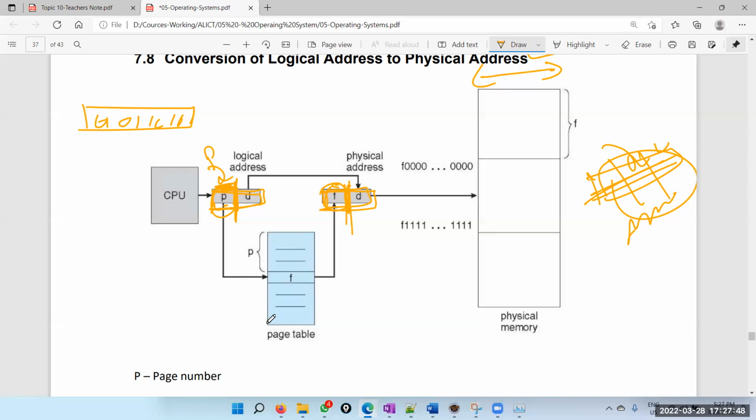How to find the frame number? We just check what this page number is, and for that page number, what the frame number is. If it is page number 5, and it says it is frame number 3, now you know that 5 is mapped to 3, of course, in binary.